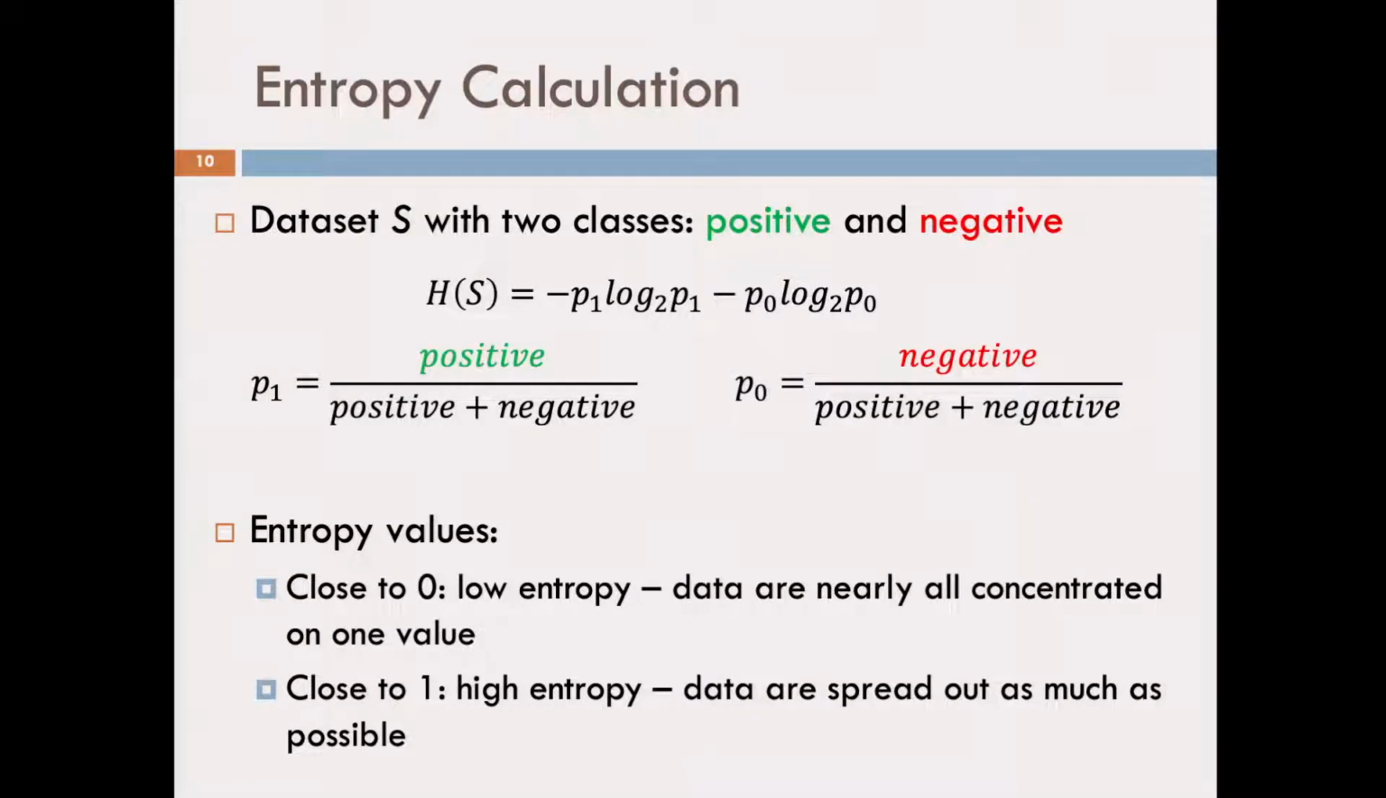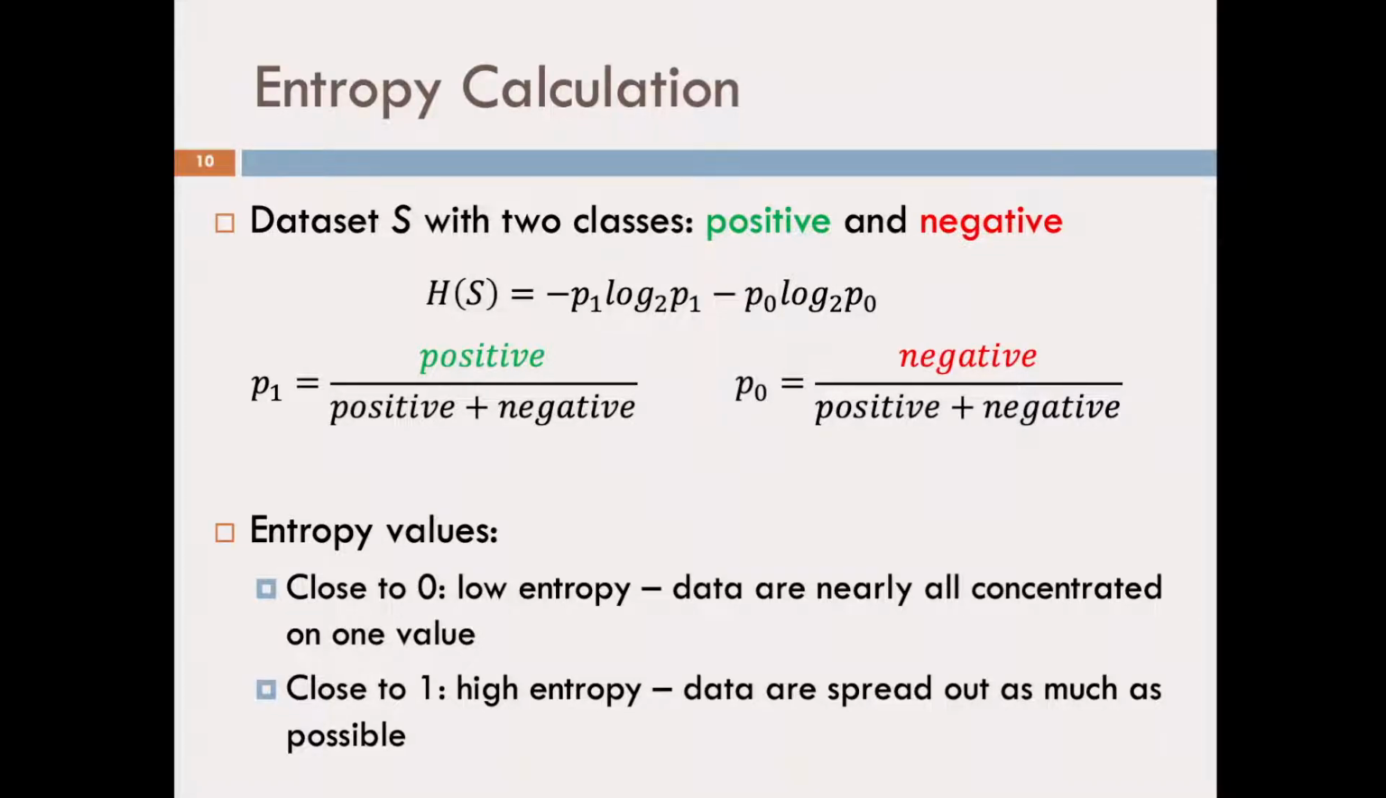How do we calculate the entropy? If we have a data set with 2 classes, positive and negative, that's our case, okay? The entropy has that formula: minus P1 log 2 P1 minus P0 log 2 P0. And P1 is the probability of observing the positive class, so positive divided by all the instances. And P0, the probability of observing the negative class, right? Negative divided by positive plus negative.